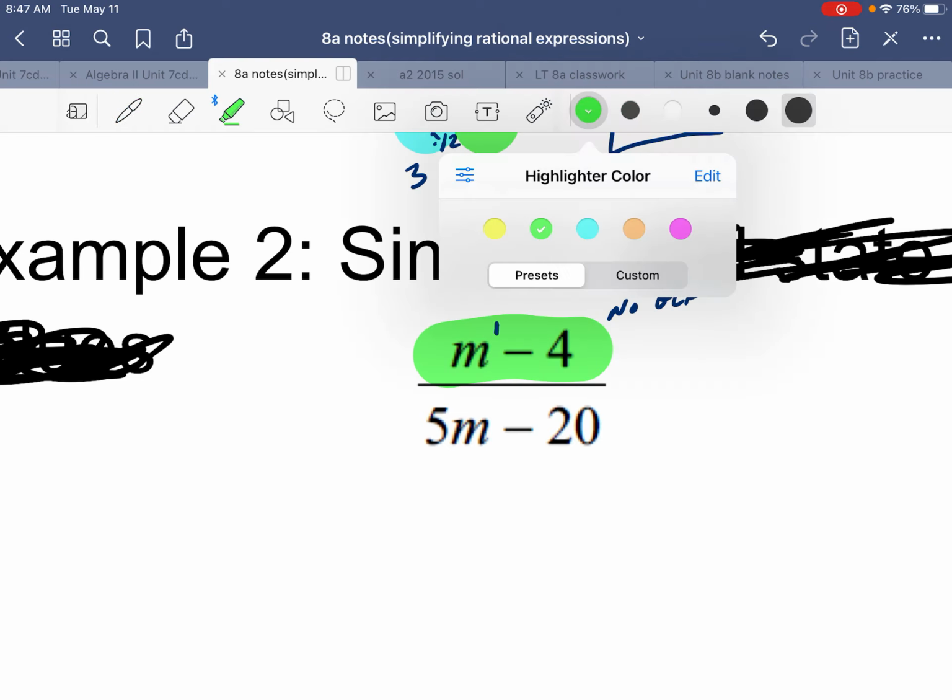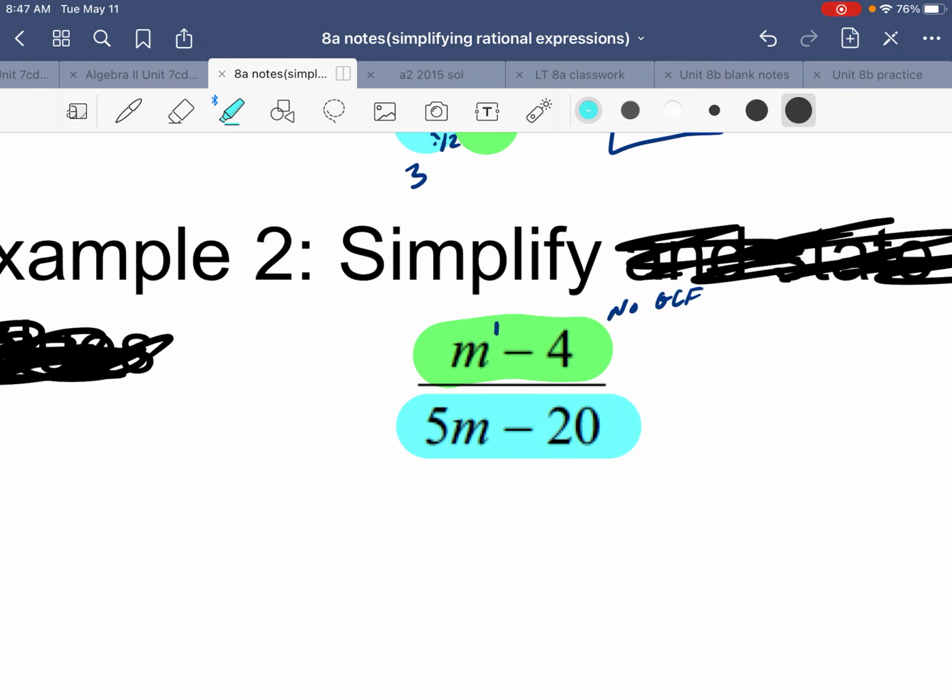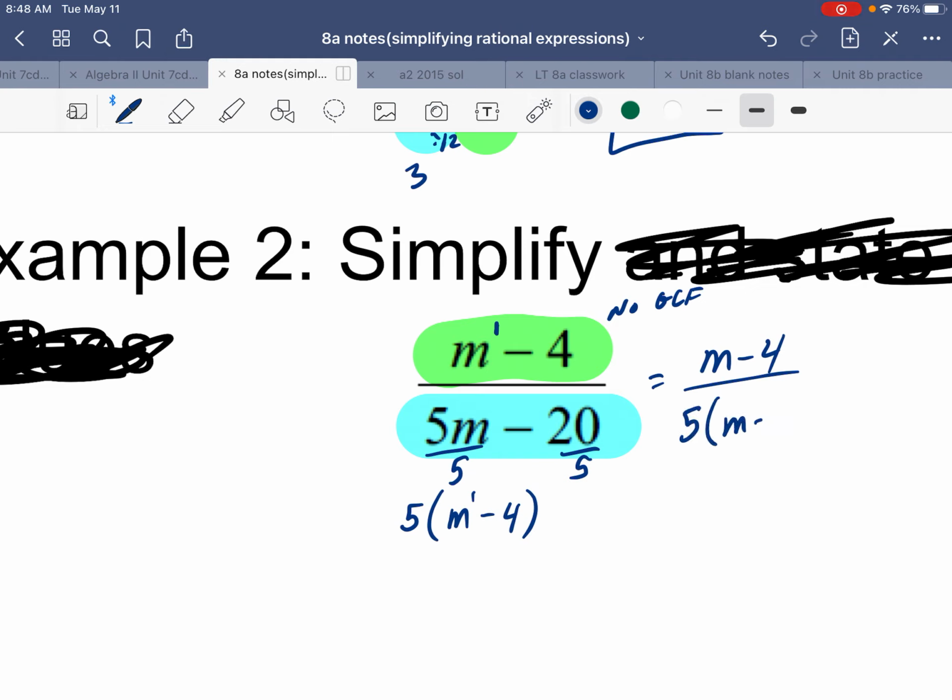In the denominator, we have 5m minus 20. Is there a GCF? Well, let's see here. Yeah, we can divide both terms by 5. So there is a GCF of 5, and we have m minus 4 left. And m minus 4 is a linear binomial. We're not going to have anything else we can factor. So m minus 4 is the numerator. The denominator is 5 times m minus 4.